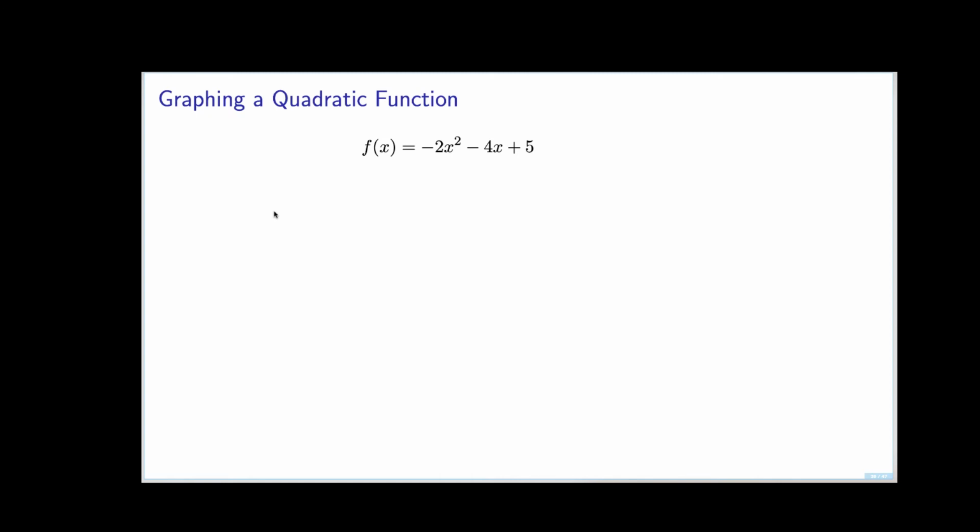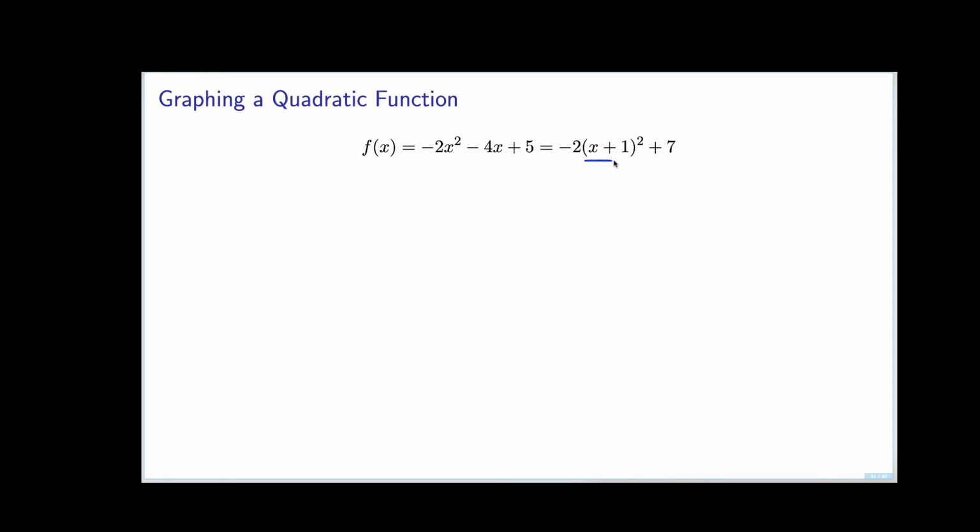Here I have the function f of x equals negative 2x squared minus 4x plus 5. And I'll leave it to you to pause this video, go ahead and complete the square. When you do that, you're going to get negative 2 times (x plus 1) squared plus 7. So let's first figure out what our vertex is going to be. So again, I'll forget about the minus 2 for a moment.